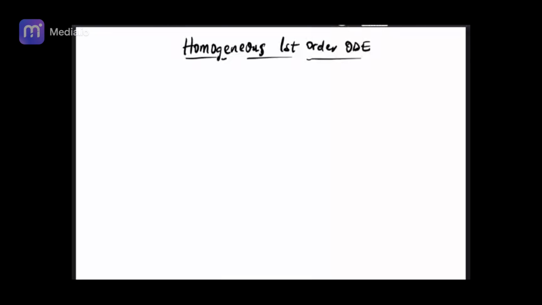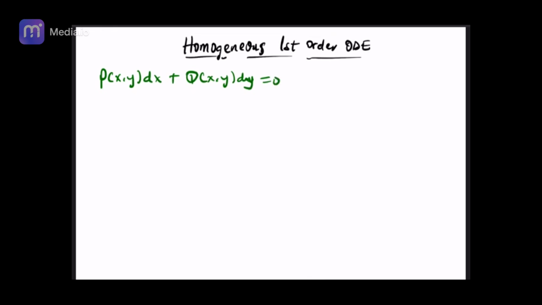Hello everyone, in the last video we talked about variable separable types of differential equations. In this video we're going to be looking at homogeneous first order differential equations. In a nutshell, a differential equation of the form P(x,y)dx + Q(x,y)dy = 0 is said to be homogeneous in x and y if both P and Q are functions of x and y and they have the same degree throughout.